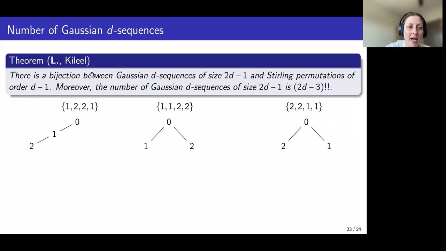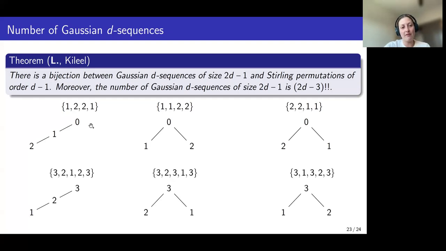So again, up top here, I've got my Stirling permutations of order 2. And then below them, I've got the corresponding rooted recursive tree on 2 vertices. Okay, and so now I can show you, well, these are my 3 Gaussian 3 sequences of size 5. And how do I get this? Here's an idea of the bijection.